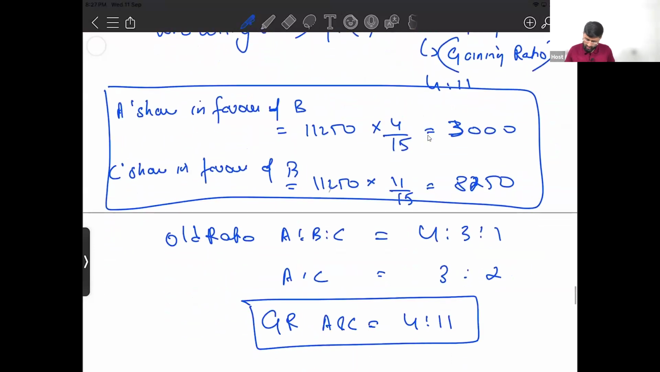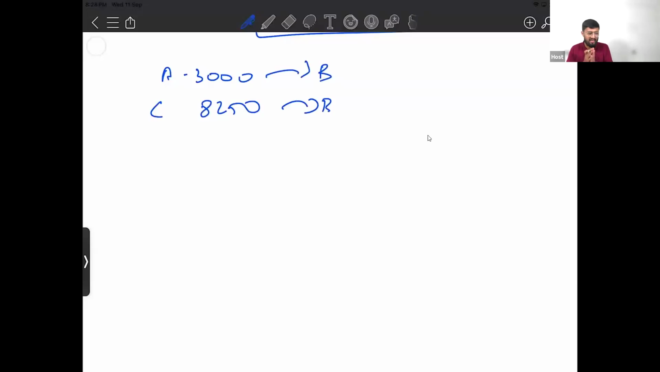Okay, so now we will come to the journal entry. Who will give? John A in 3000, C in 8250, B to B. Goodwill amount to capital adjustment.